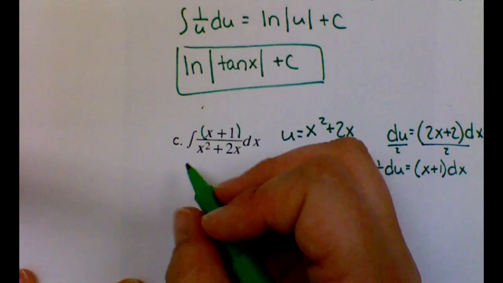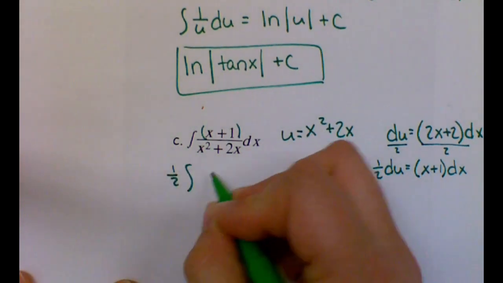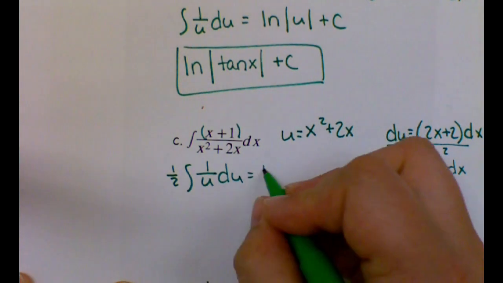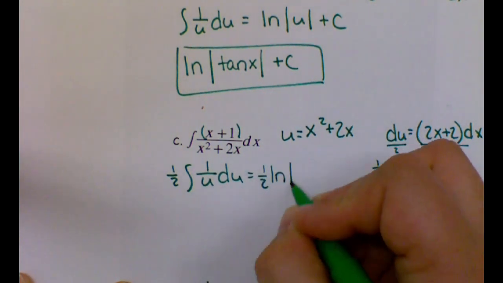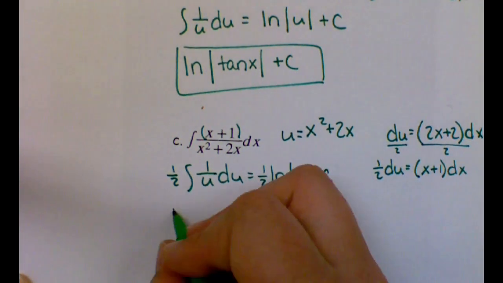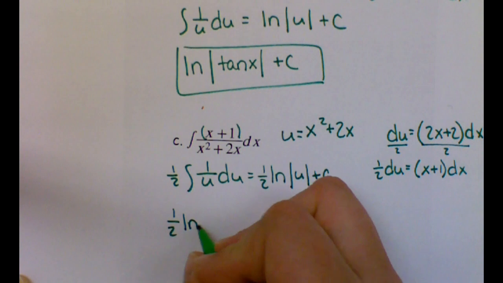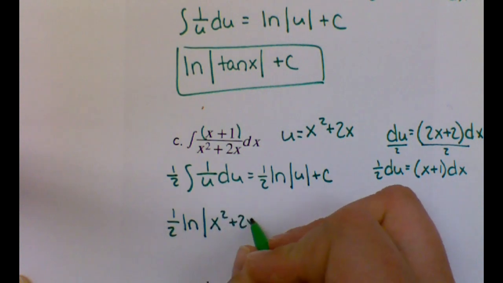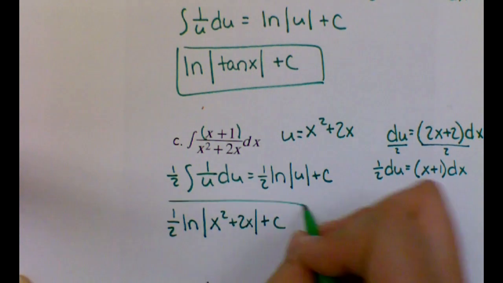So all I have to do is put an extra 1/2. I have 1 over u du, which is 1/2 times the natural log of the absolute value of u plus c. So our answer is 1/2 times the natural log, the absolute value of x squared plus 2x plus c.